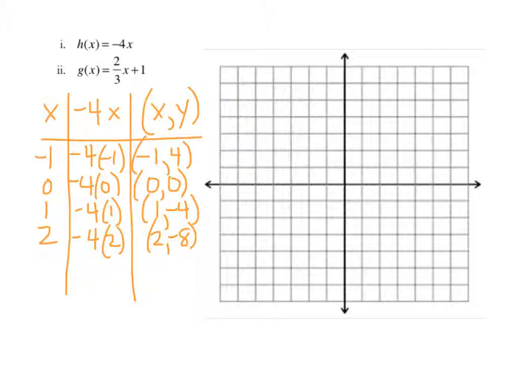-1, 4. Plot, plot, plot, plot. 0, 0. Plot, plot, plot. 1, -4. Plot, plot, plot. And 2, -8. Well, this is 7, so it's darn close. We'll put it there. And it does indeed make a line. This one is linear, which we should recognize because what we talked about in class was x to the first power and no other weird operations. No absolute value, no x squareds, no variables in a denominator. That's another thing that will give you something nonlinear.